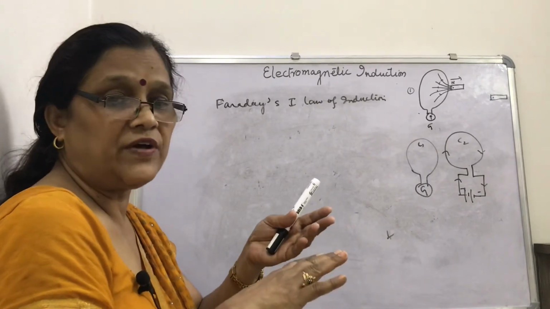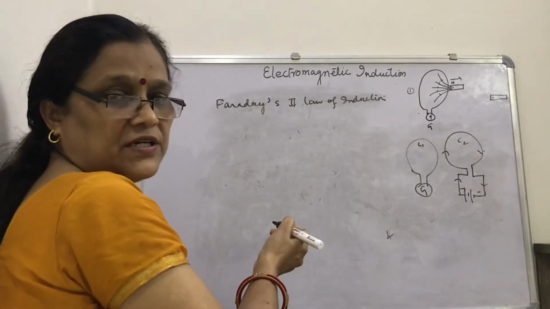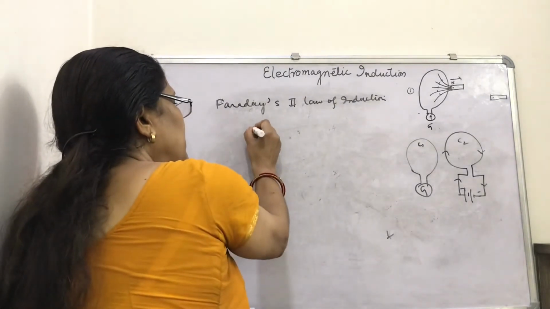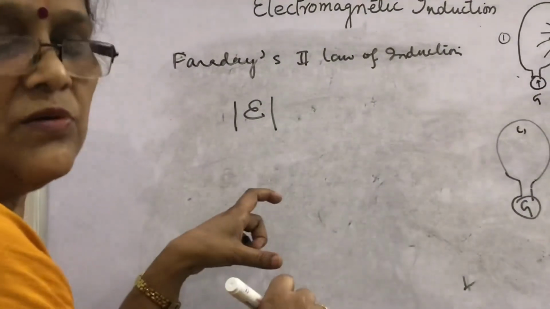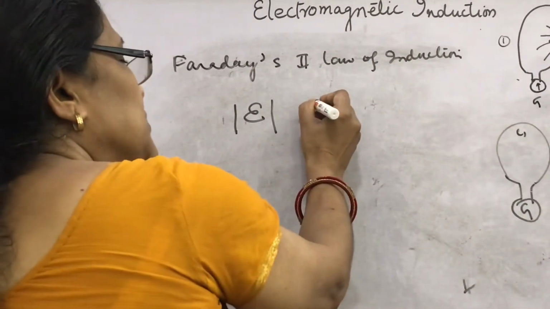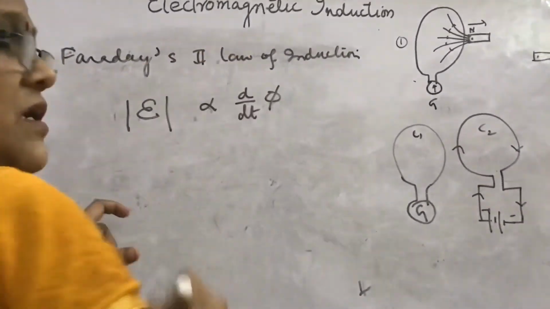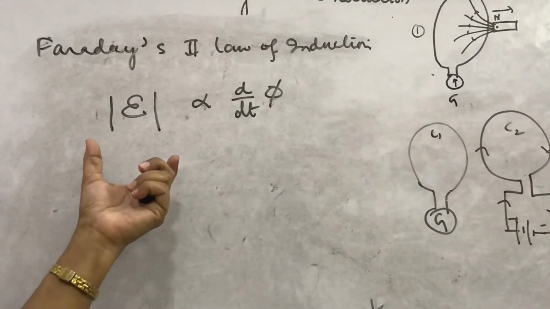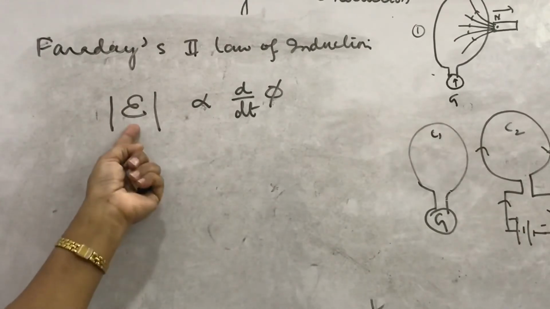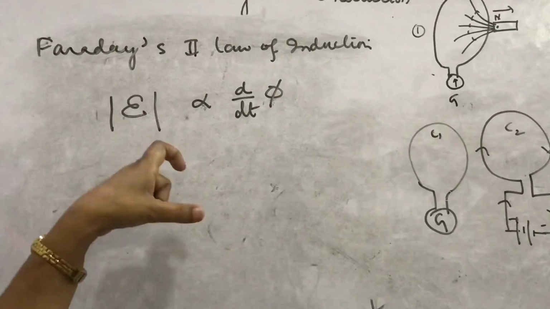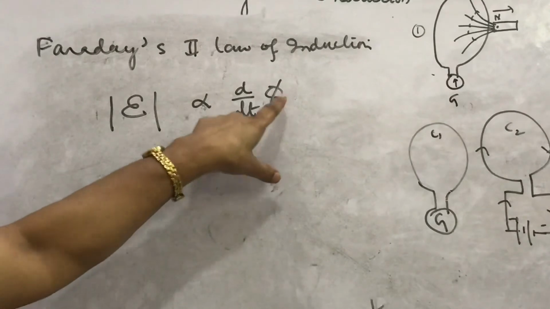What is the second law of Faraday? The second law of Faraday is the mathematical form of it. It says that the magnitude of the induced EMF produced in a closed circuit is directly proportional to the time rate of change of magnetic flux linked with it. Again, this second law says that the magnitude of induced EMF produced in a circuit is directly proportional to the time rate of change of flux linked with it.